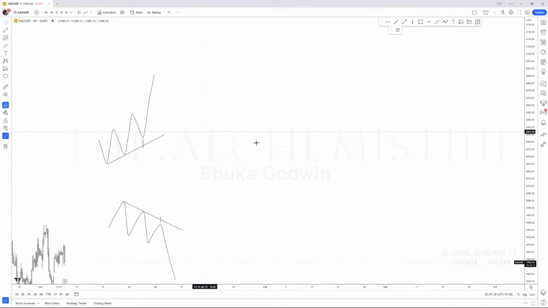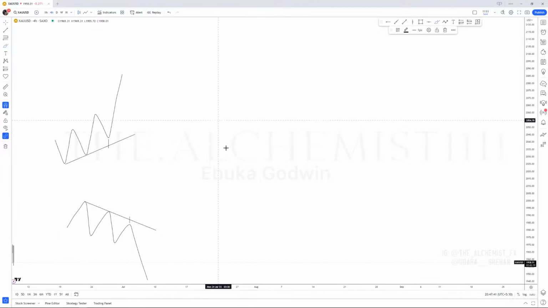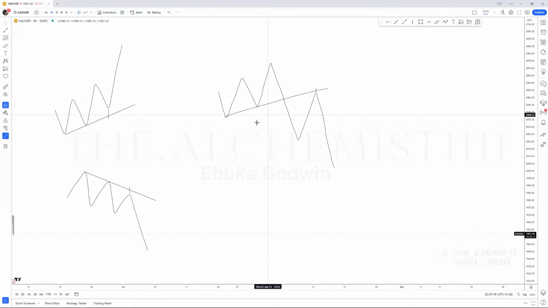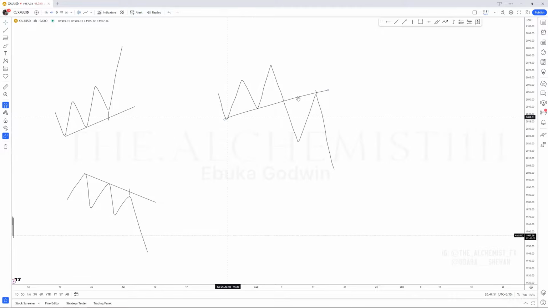Okay, so the next one would be a break and retest trend line. Very simple, something like this. This is what we call a break and retest trend line. Very simple. If it is broken, you could expect it to act as a resistance once again. And then, of course, we're not going to use trend lines alone. We can use trend lines alone, but you need to be a master of trend lines to do that.